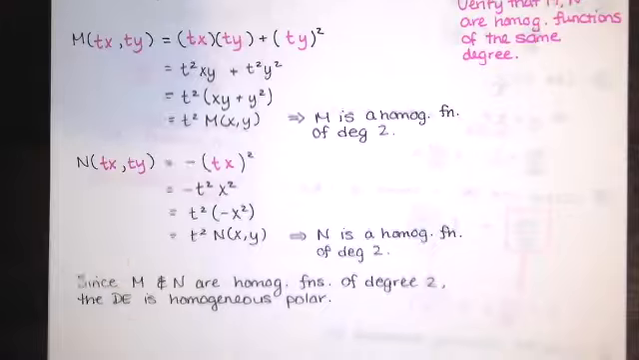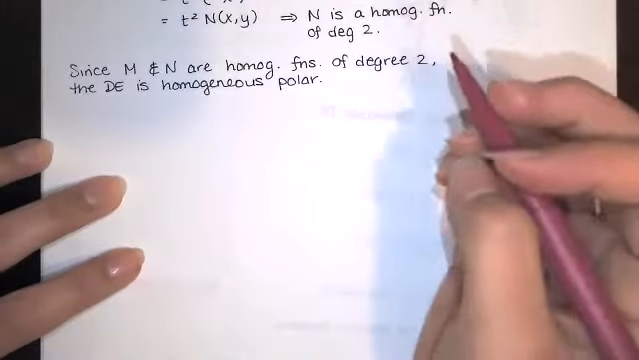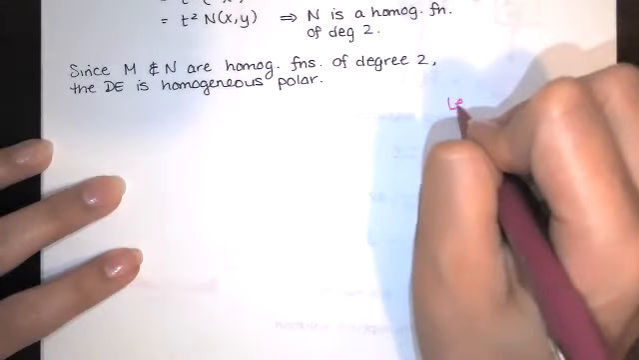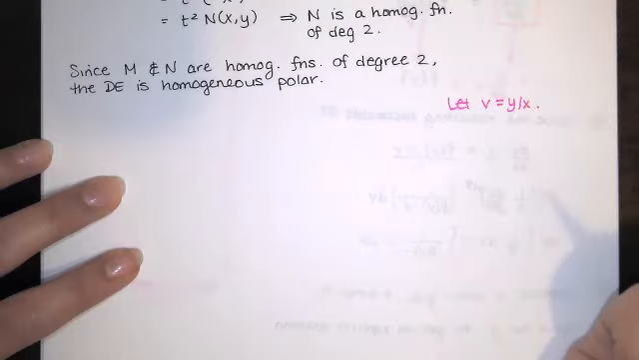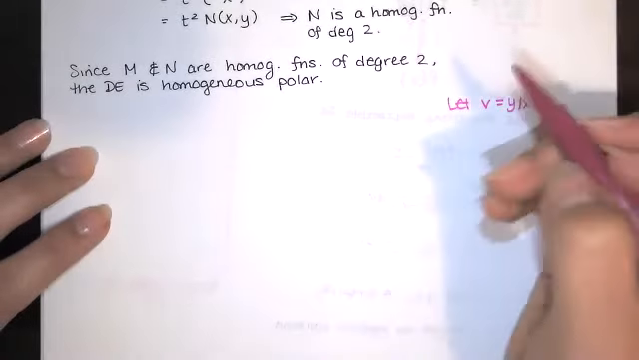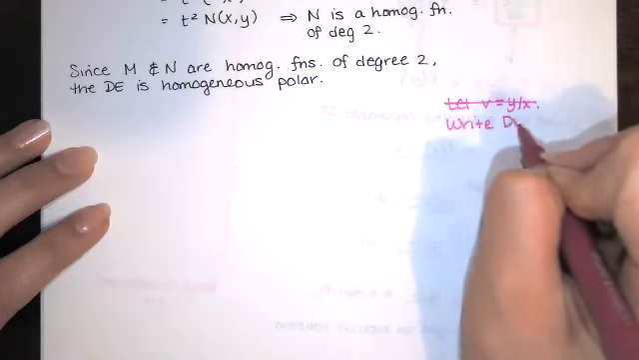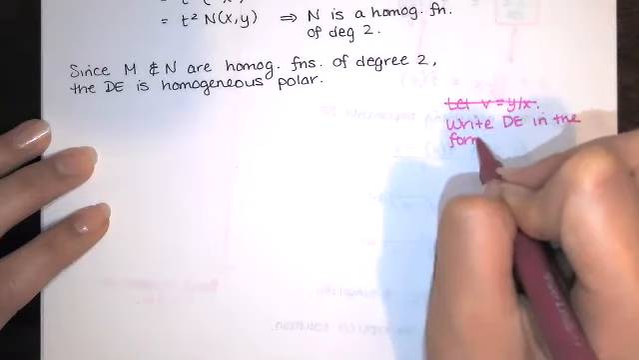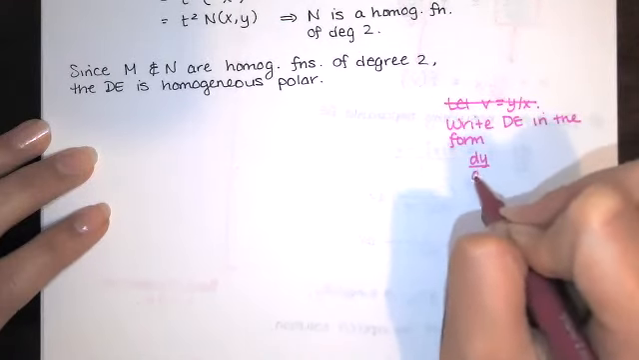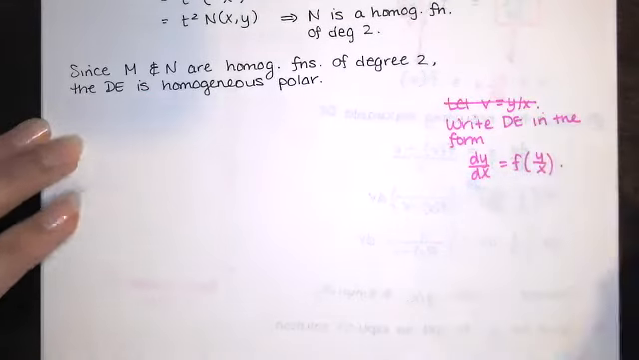Okay, now that we know it's homogeneous polar, we can solve it using the substitution. So we can let v equal y over x. Oh, actually, before I do that, we need to start here. Let's write the differential equation in the following form: dy/dx equals f of y over x.